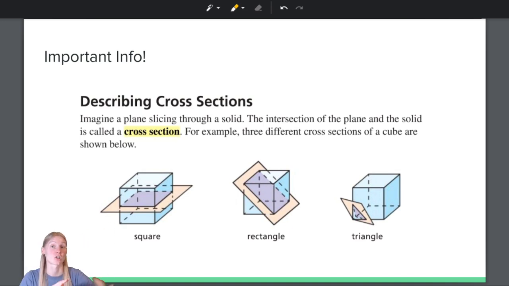But you can take a cross section of any shape. You could take a cross section of a Reese's peanut butter cup, or a Skittle, or a, I don't know why I'm thinking about candy right now. You can take the cross section of anything.